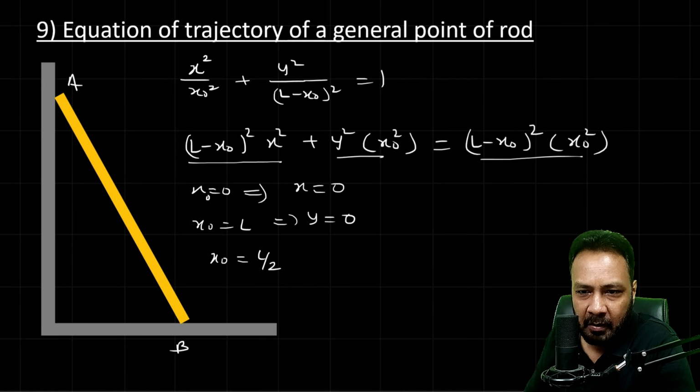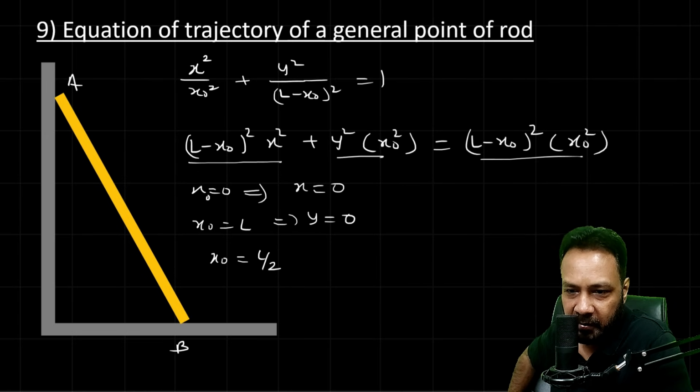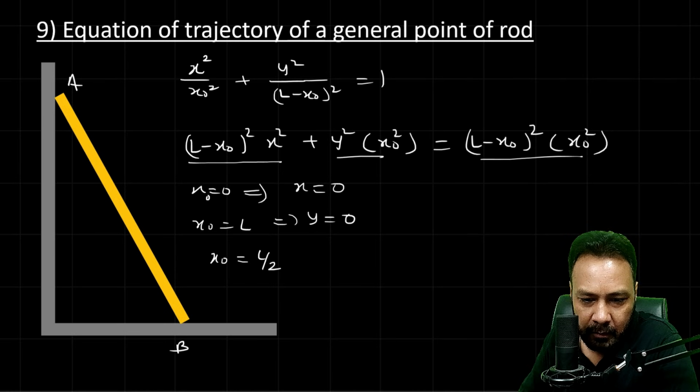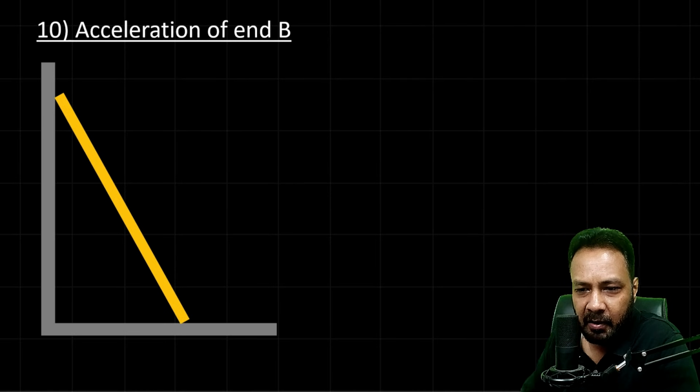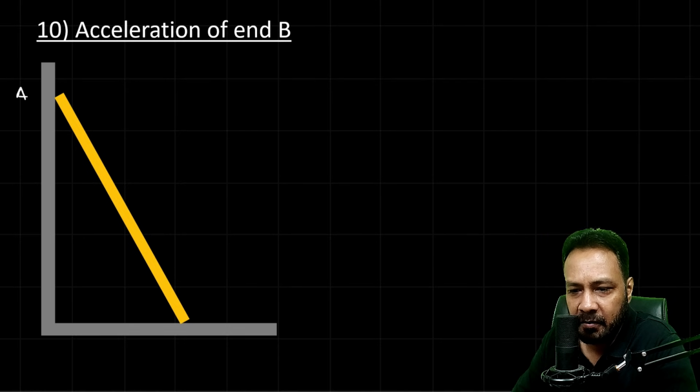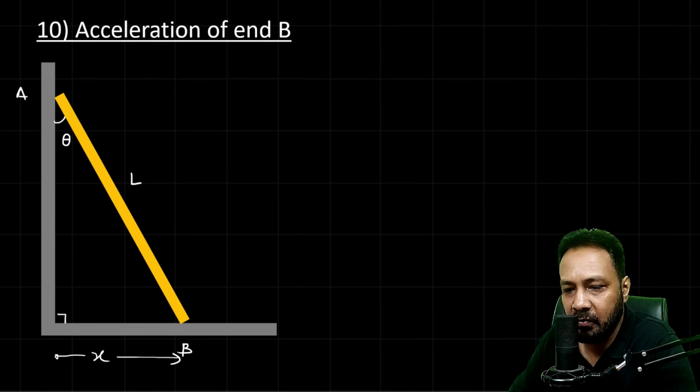All right. Now the real good part. These were the simpler ones. Now the real good thing is when there comes the acceleration. Now the acceleration of end B. This was A, this was B. This is theta, and yes, this is 90 degrees. This length is L, and this is x, and this has a velocity VB. And let me also assume this has an acceleration AB.